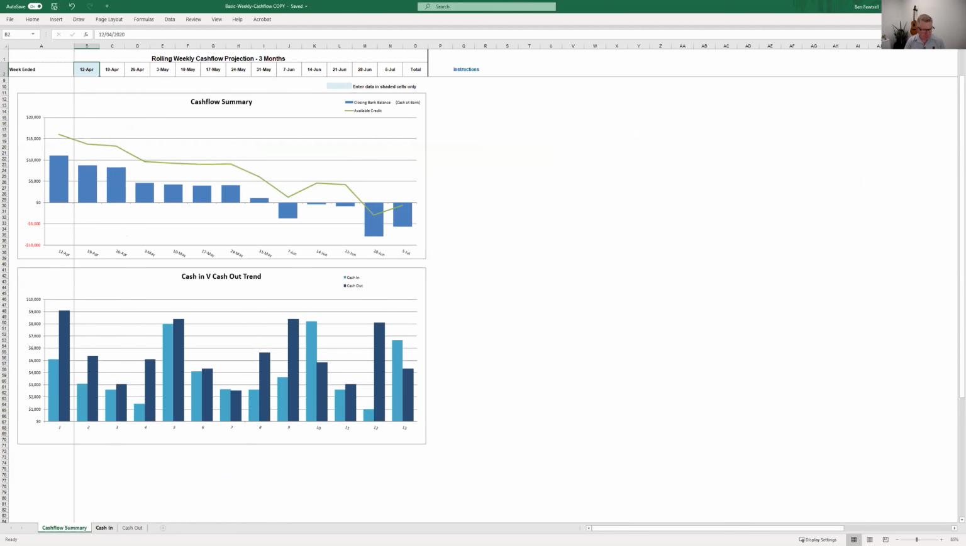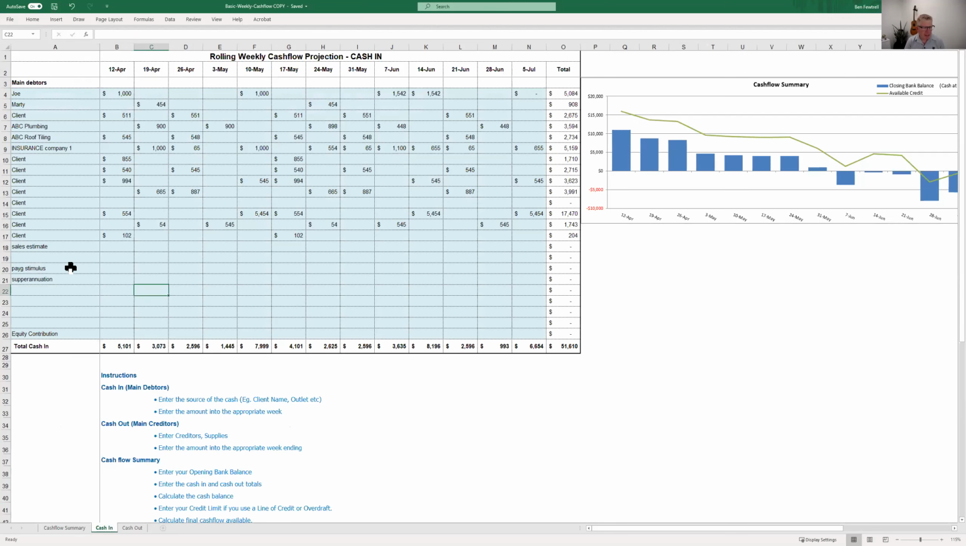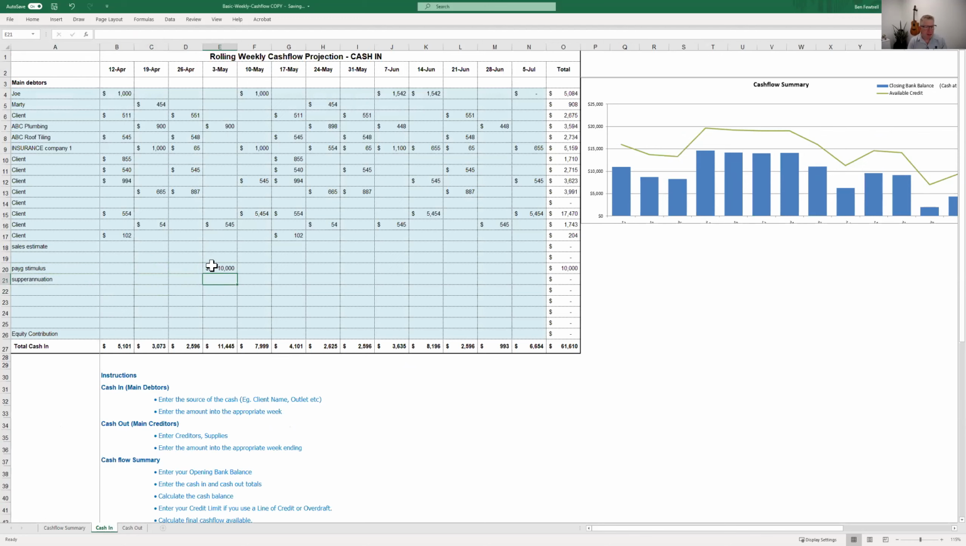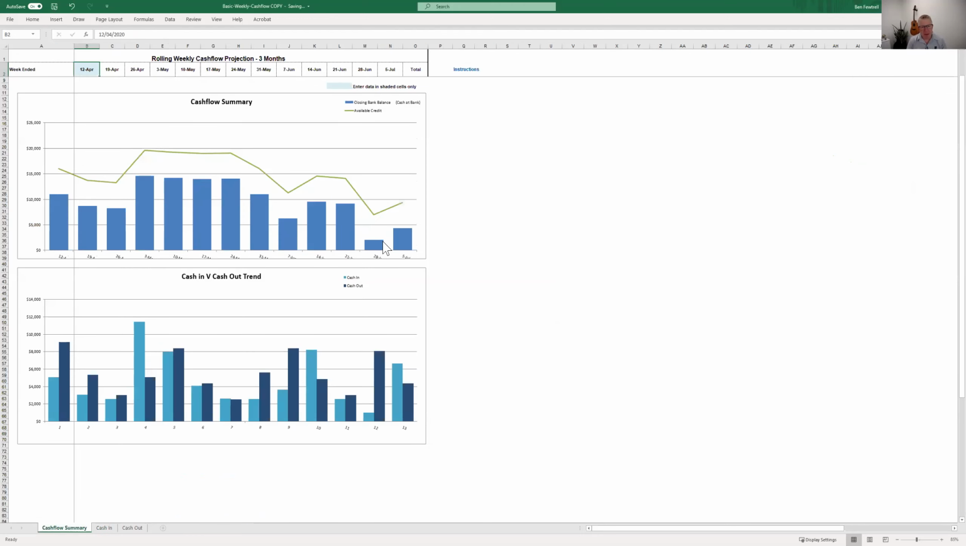Now, with a stimulus package, I've got here PAYG stimulus, I can put in here that at the end of April, I'm going to receive $10,000. Let's say I'm benefiting from the Australian stimulus package. So I know I'm going to get $10,000 as a payment there. Well, you'll see straight away that puts my cash flow at ease, straight up. See how that's happened?